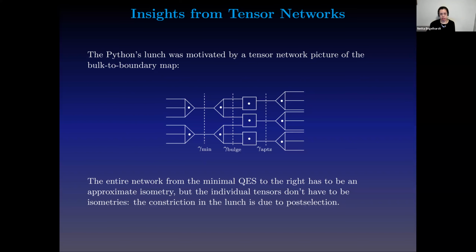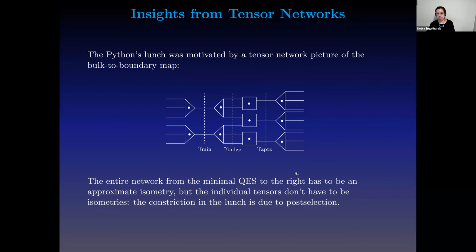But let me just say, in order to evolve to push through the network from here all the way to the boundary, we have to have this whole thing be an approximate isometry, which effectively means that the number of legs that we start out with here is smaller than the number of legs that you end up with over here. Basically, you can embed one in the other.